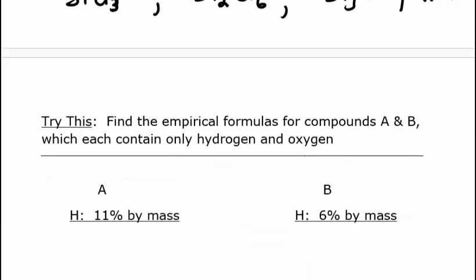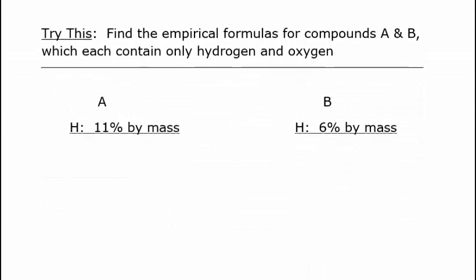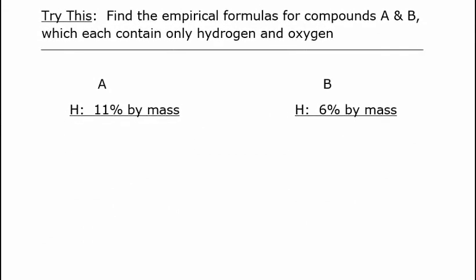Okay, it's time for you to try doing the same thing. This has two compounds, both of which have only hydrogen and oxygen, okay, H and O. And compound A has 11% by mass of H, compound B has 6%. So you're going to get two different empirical formulas, one for A, one for B. All right, let's get started.